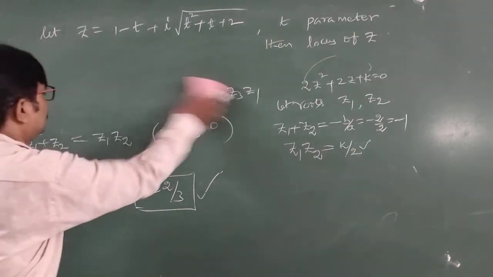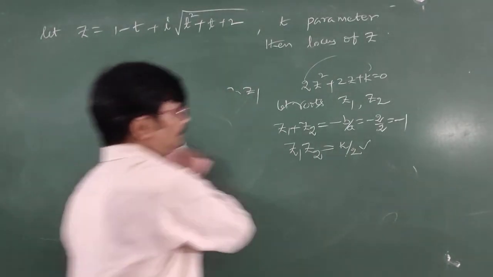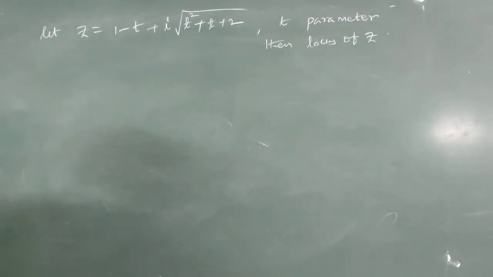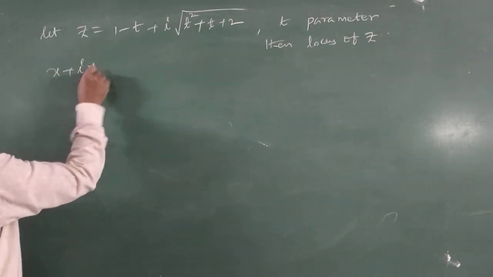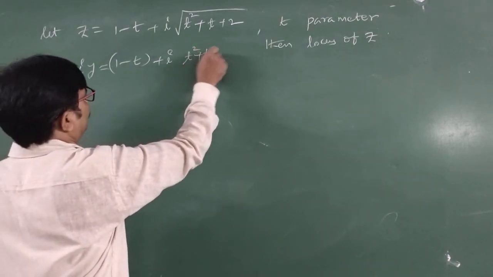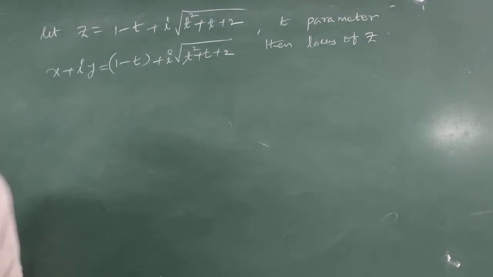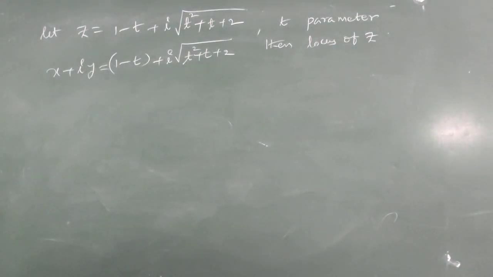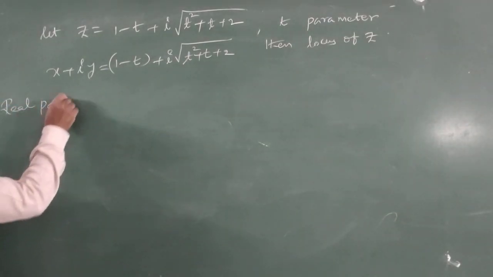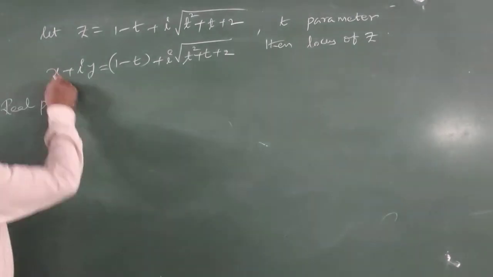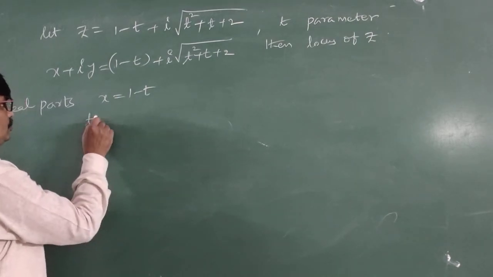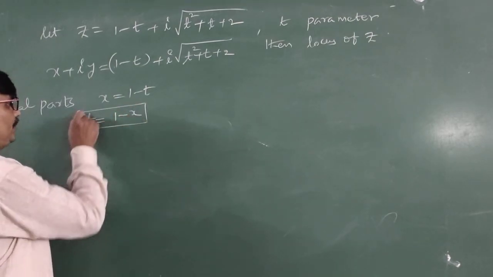Dear students, we take z as x + iy. So z = x + iy = 1 - t + i times the square root of t square + t + 2. First, equating the real parts on both sides, the real part on the left hand side is x, and on the right it is 1 - t. That means t = 1 - x.